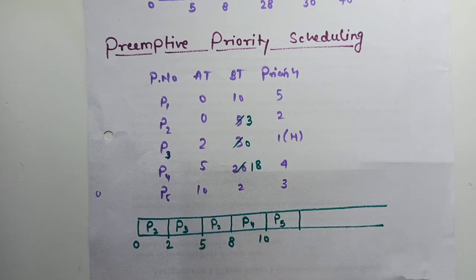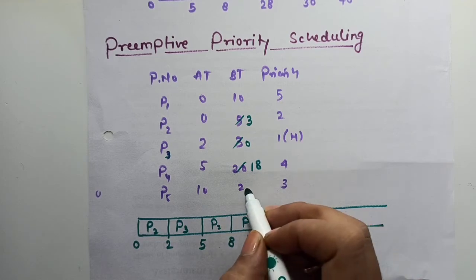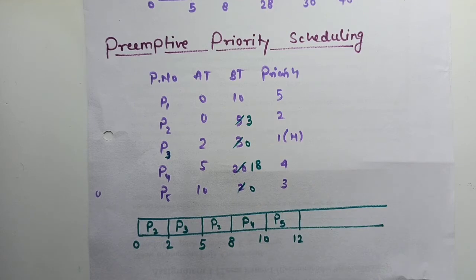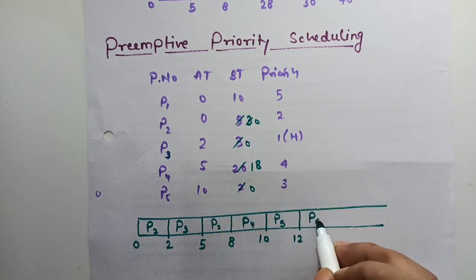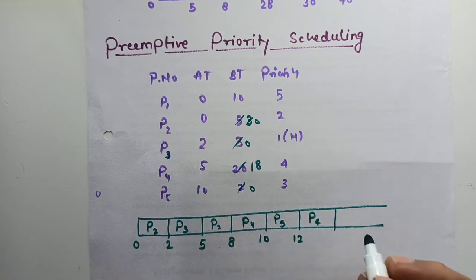Okay, so till when will P5 execute? It needs 2 units, so it will execute completely for 2 units. Now it is also 0. P2 is also 0 now. Now which are left? P1 and P4. So which process to allocate next? P4, because of the highest priority. For how much time? 12 plus 18 is 30.